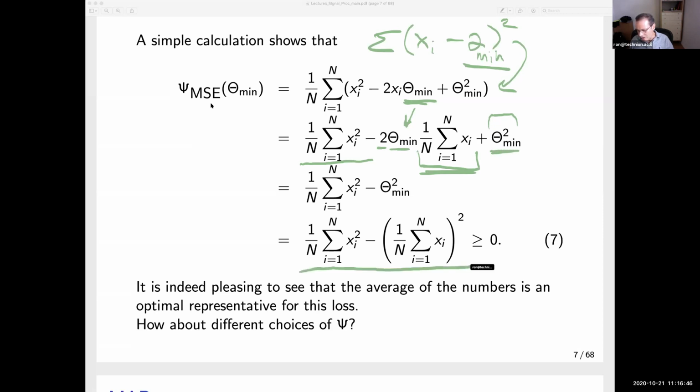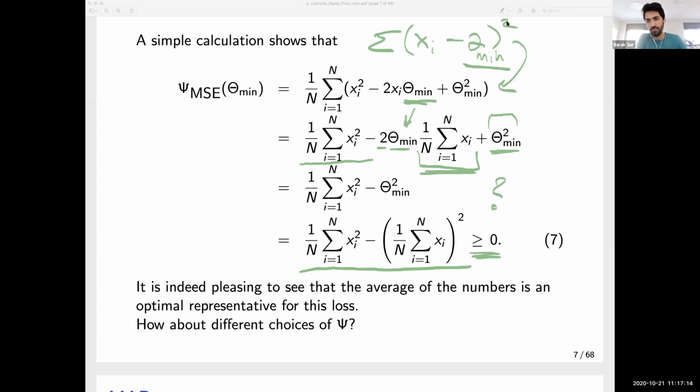Now, how do I know that subtracting the square of the sum from the sum of the squares is always greater than 0? I mean, how would you prove this part? It's trivial. Anyone has any idea? Usually when I'm saying it's trivial, it means that it requires some effort.